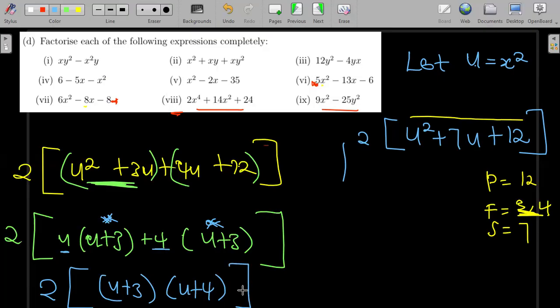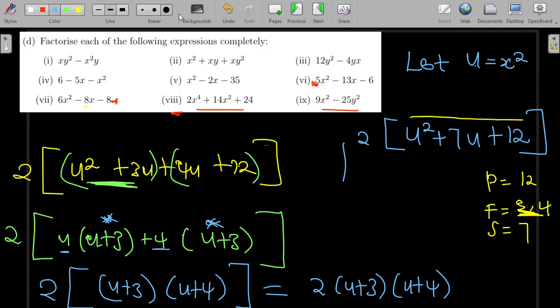Okay, so this is what I have. And then I can multiply with the 2. So it will have 2u plus 3, I mean, and then again u plus what? 4. So this is what we have.